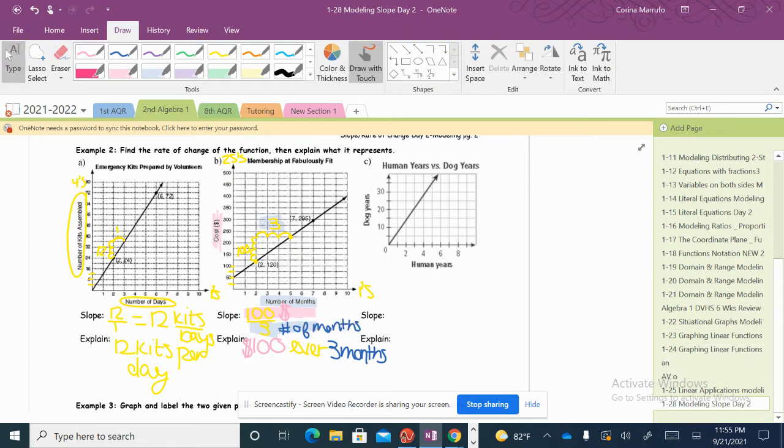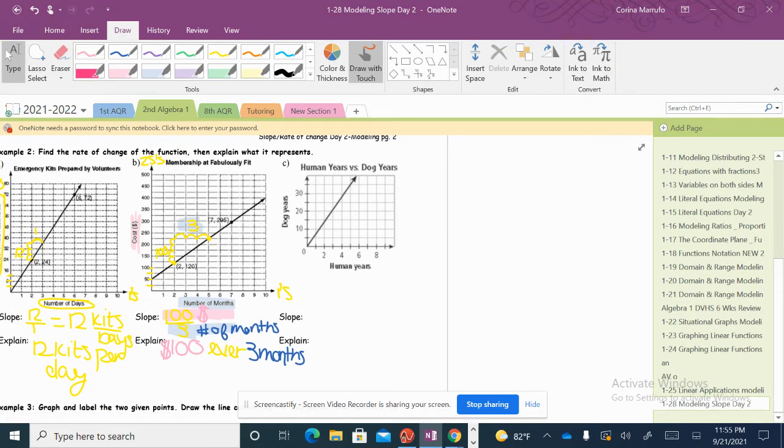Okay, so the next one that's like this, we have human years versus dog years. Here on my x-axis I have human years, and it looks like it is counting by 1s. This is 1, 2, 3, and so on. And then my rise is in dog years. Here it is counting by 5, 10, 15, 20, so this is counting by 5s. So I'm going to go ahead and pick 2 points. Here's 1 point and here's another point. Doesn't look exactly on it, but that's going to be as close as we get.